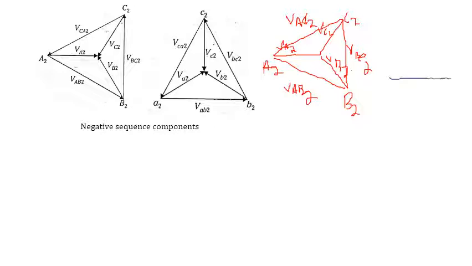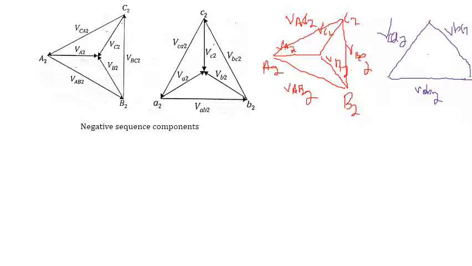Okay, let us draw this. What is the angle made by VA2? It is the same as VAB2. Similarly, what is the angle made by VC2? VC2 is the same as VCA2. Similarly, VB2 is the same as VBC2.